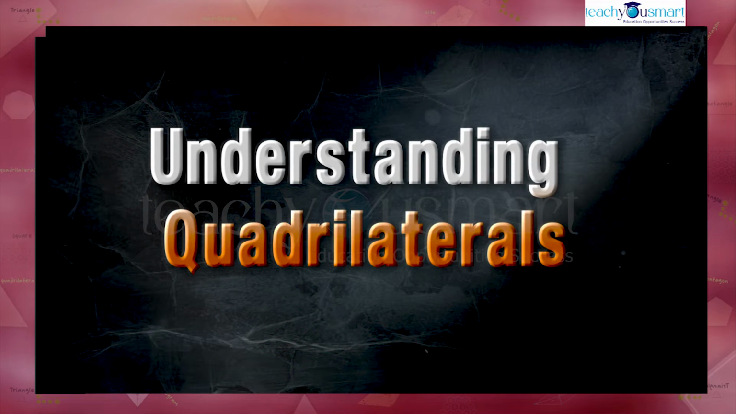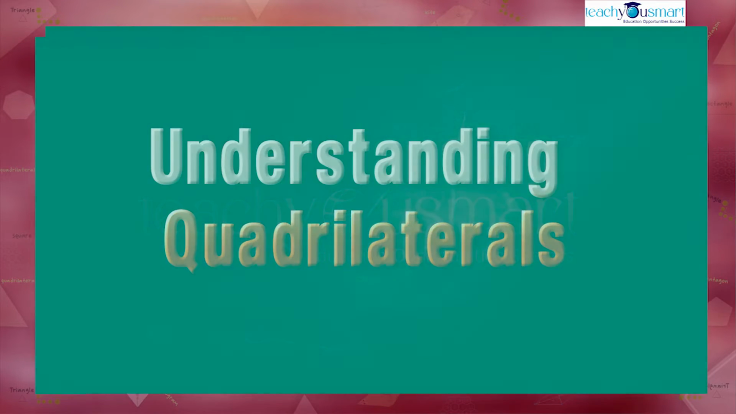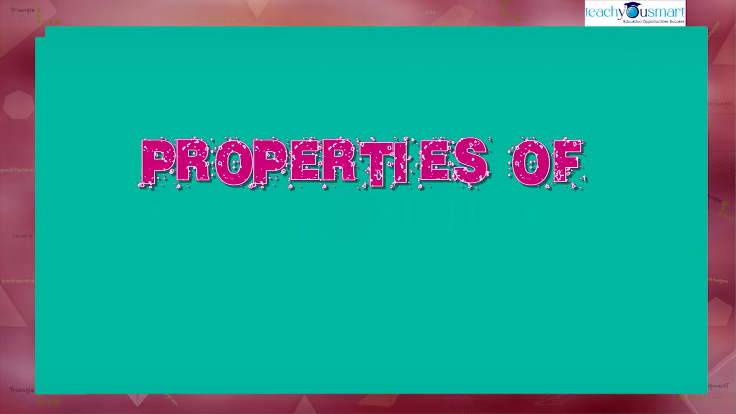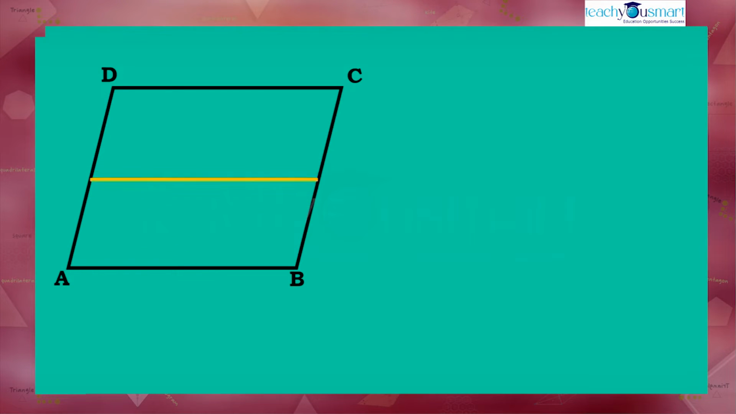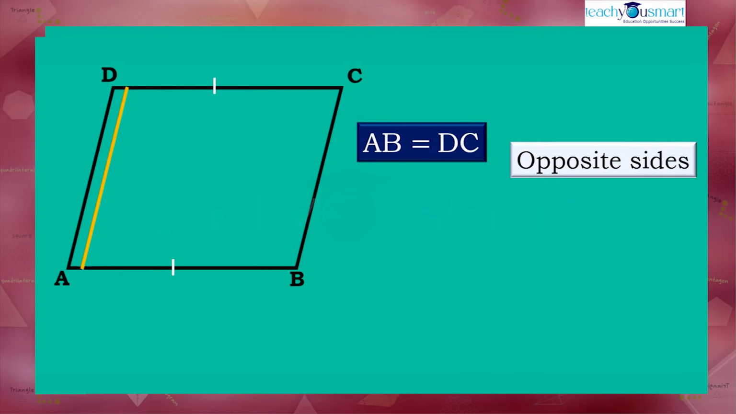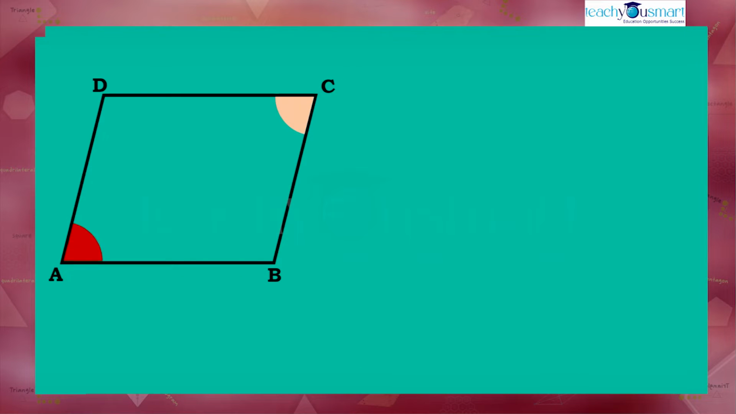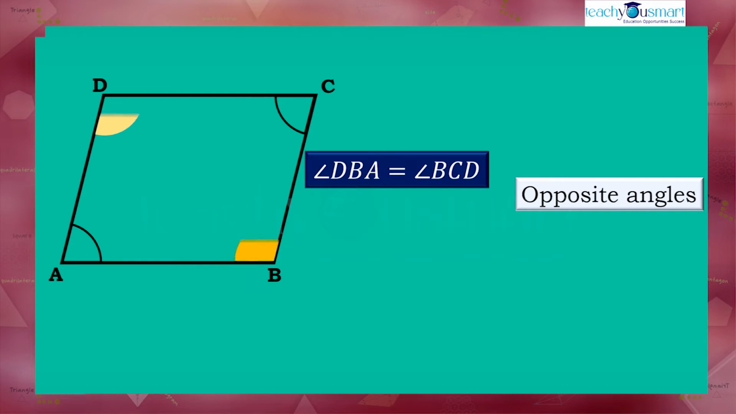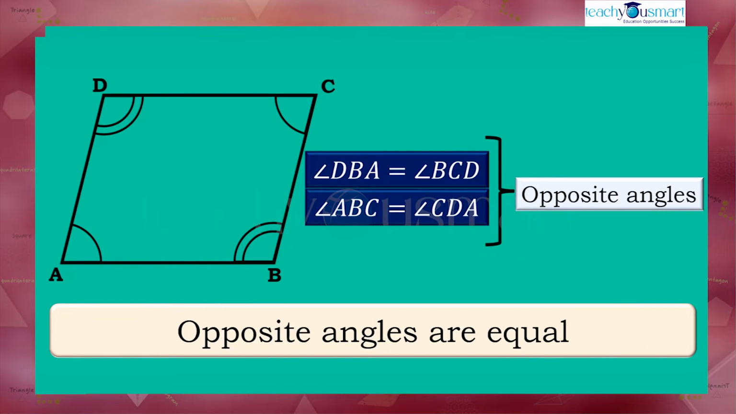Let's continue our journey through understanding quadrilaterals. In the last session, we discussed the parallelogram and its properties. Today we are going to prove some properties of the parallelogram with logical arguments. In the last section, we saw that the opposite sides are equal, and the opposite angles of a parallelogram are equal. Let's try to prove this mathematically.